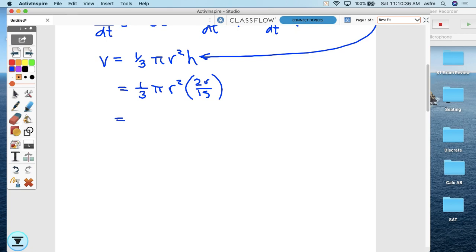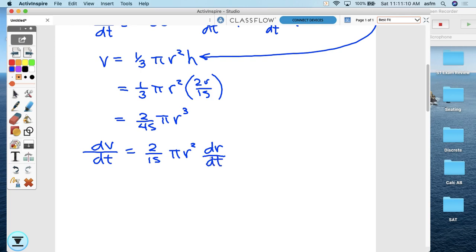So if I clean this up, the 2/15 comes out in the front. This is now going to be 2 over 45 times pi. And of course, the r's combine, giving me an r cubed. From here, I can go ahead and take my derivative. So I'm going to get dV/dt equals, this is just a power rule, so the 3 comes down, giving me, instead of 2 over 45, now I'm going to have 2 over 15. And this is going to be pi r squared times r prime.